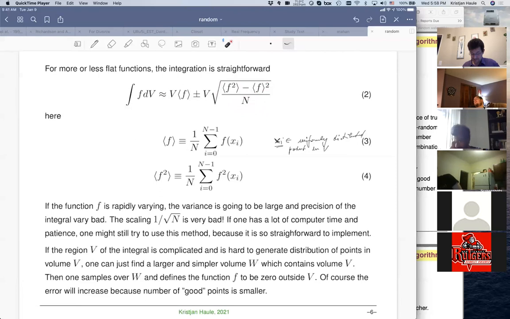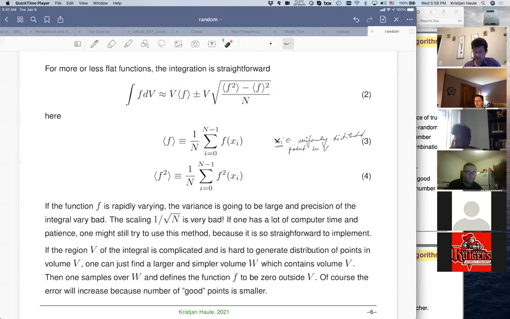Okay, one other thing that I want to emphasize is that if volume V is a hypercube, then this algorithm is extremely simple, because it's very easy to generate uniformly distributed points in a hypercube, isn't it? It's basically the same as in one dimension, except that you have several of those. But let's say that the volume is not a hypercube, but some complicated shape that might not be easy to specify. Then how do you calculate the integral in this complicated shape?